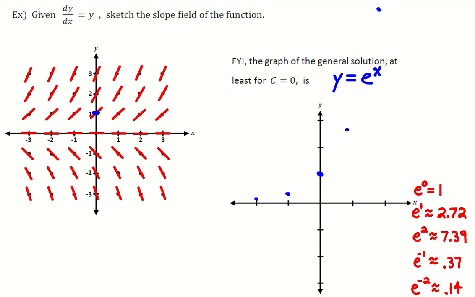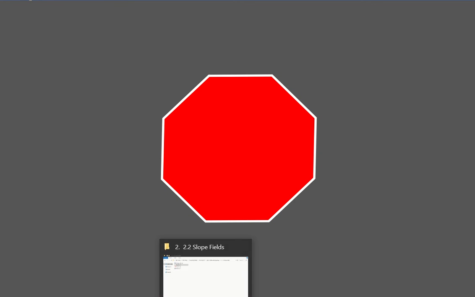But anyway, that does it for slope fields. Yay!